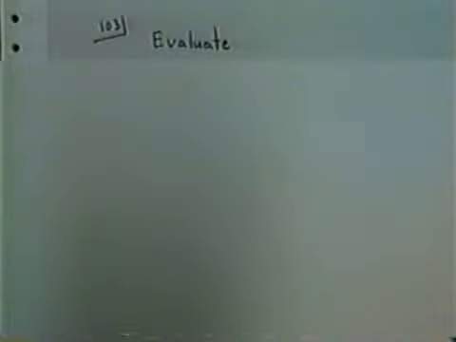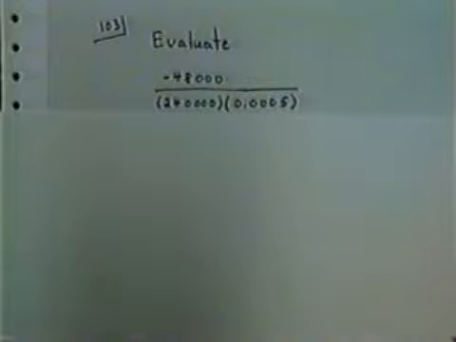Now let's consider the one that's just a little bit more challenging. Let's look at negative 48,000 divided by 240,000 times 5 10,000ths. Just like before, the first step is going to be to write everything in scientific notation.